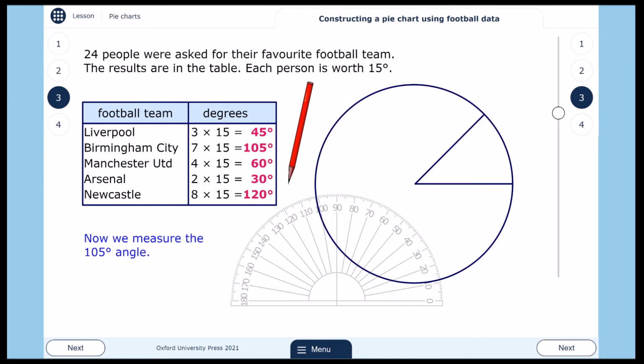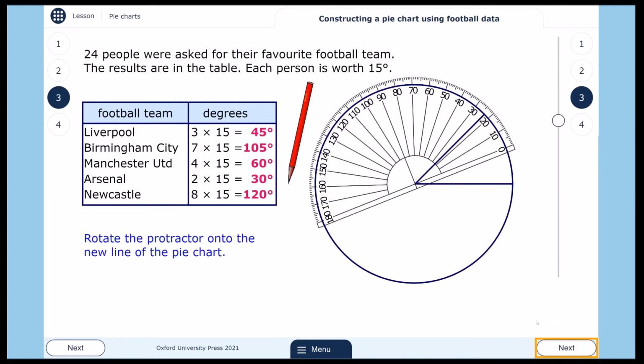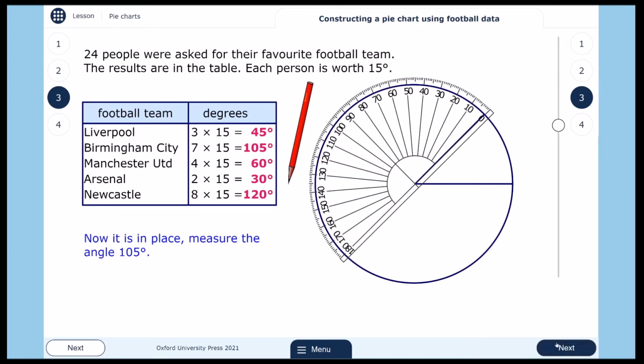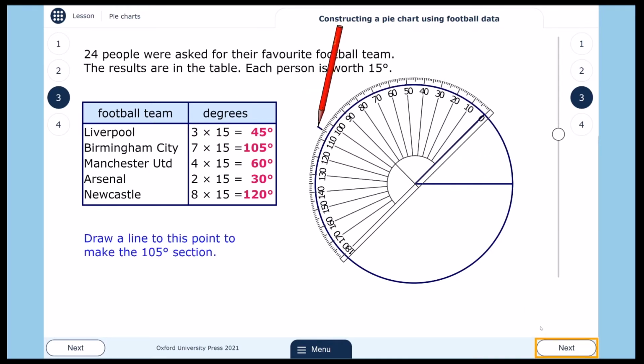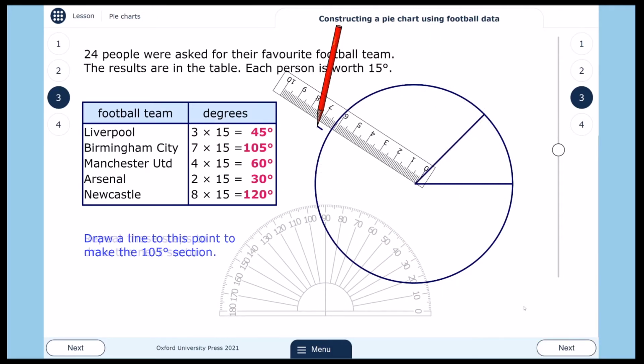We can then repeat this for the next angle, which is Birmingham City, and 105 degrees, but this time we need to measure from the line that we've just drawn. So we're going to rotate the protractor, measure 105 degrees, and then draw a line from the centre to the mark that we've just made.